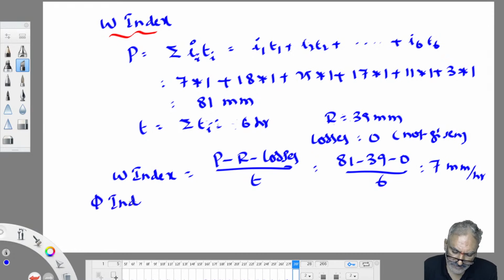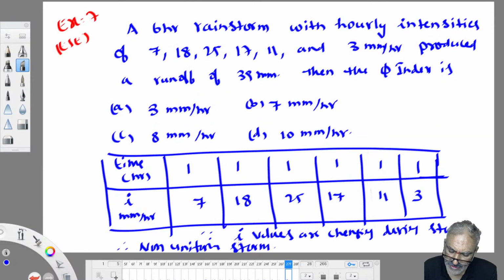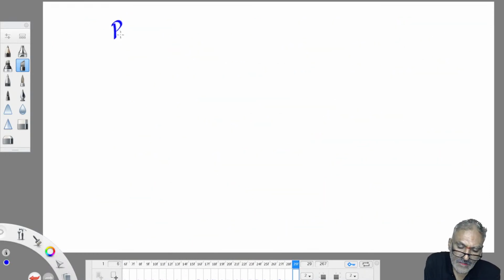Now we can work out the phi index. To find out the phi index, what is required? P is required. So to find P and T, neglect I values less than or equal to the W index. So how many values are less than or equal to the W index? This is equal to the W index, I is equal to W index here. Therefore, this is neglected. This is taken because I is greater than the W index. Again, I is less than the W index, so this is also neglected. So the first one and last one are neglected, and the remaining are taken. Therefore, P is equal to: the first hour I value is equal to the W index, so it doesn't produce runoff. Therefore, that is neglected. 18 into 1.